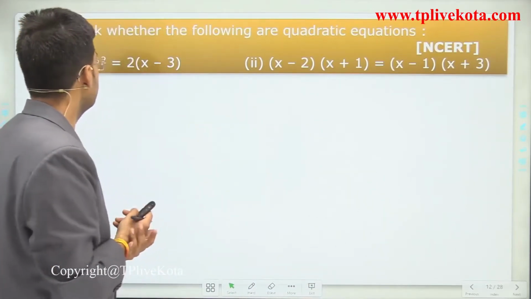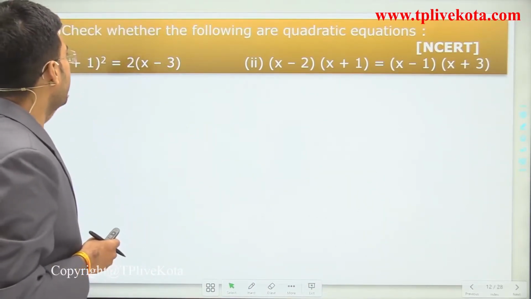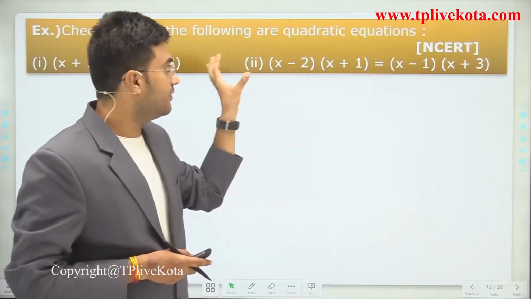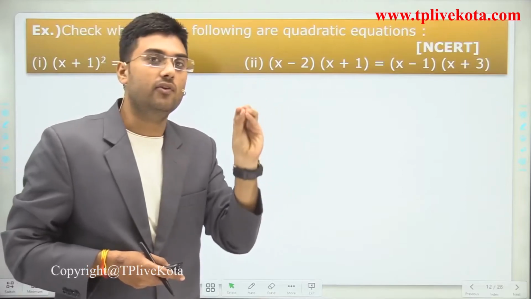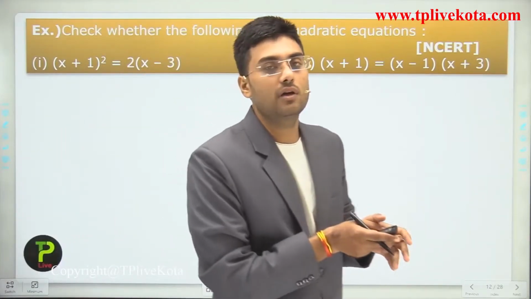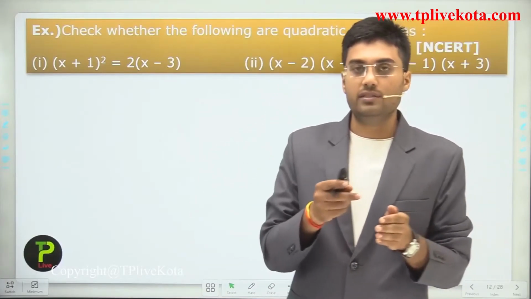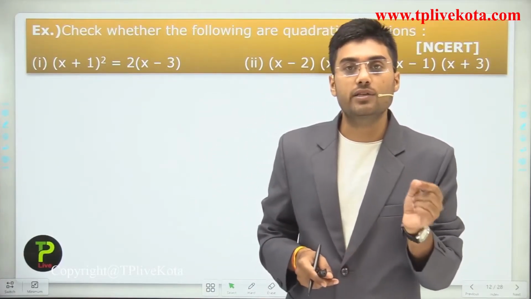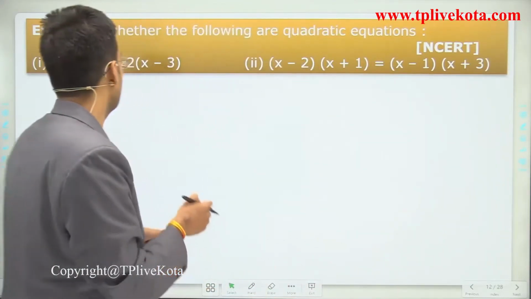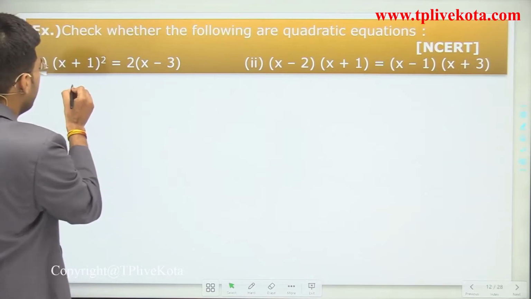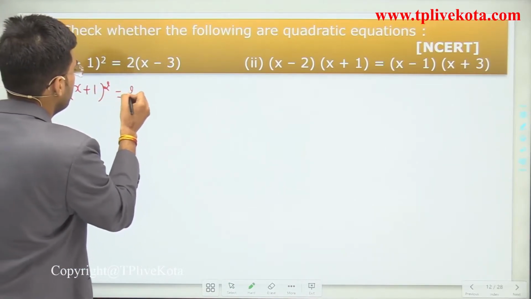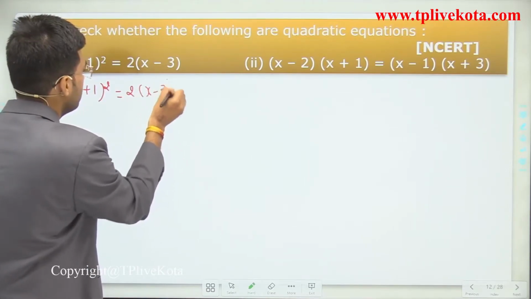And the next example is, we have to check whether these given equations are quadratic equations or not. Okay, what is a quadratic equation? An equation, or we can say a polynomial whose degree is 2 equated to 0. So first of all, let's solve the first equation. Here we have (x plus 1) square is equal to 2 times (x minus 3).